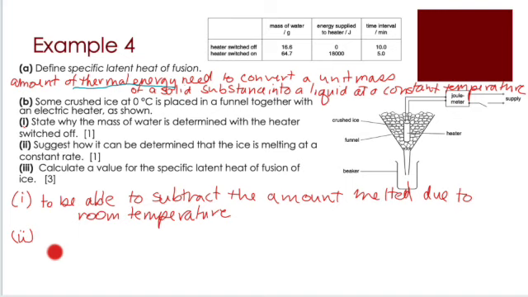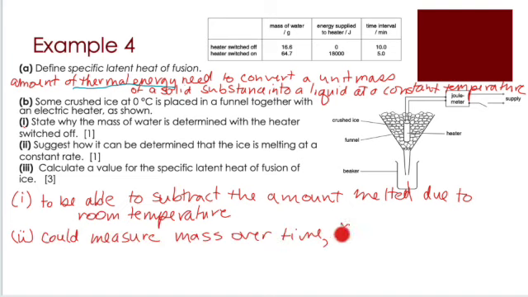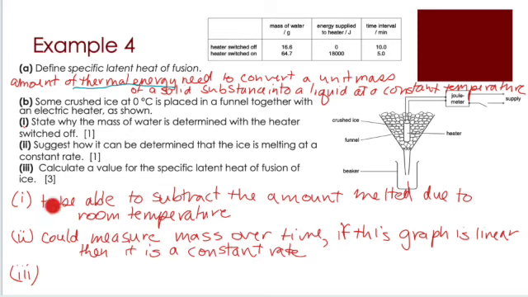So just how it can be determined that the ice is melting at a constant rate. Well, even though in this case we just have a total amount, we could do like the other examples I gave earlier, and I could be measuring the mass over time. And finally it says, calculate a value for the specific latent heat of fusion of ice.